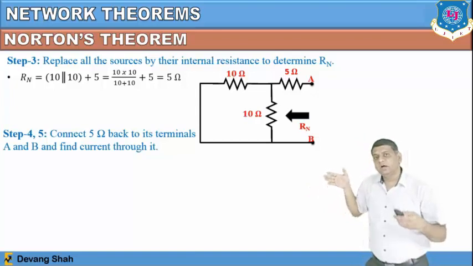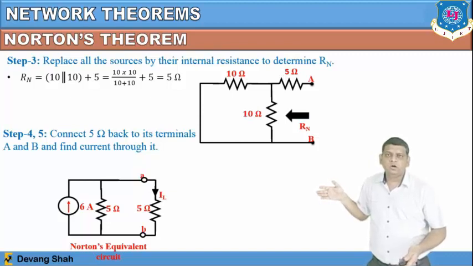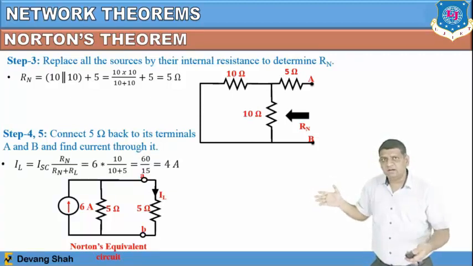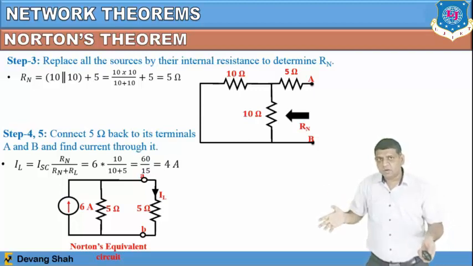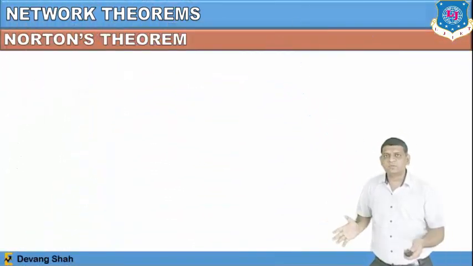And finally you have to connect RL between terminal A and B, and you have to find the load current IL which is passing through RL. So by this equation, IL is equal to ISC into RN divided by RN plus RL. The same equation, you put the value, then you can find 4 ampere. So this is one of the examples based on all these 4 steps.